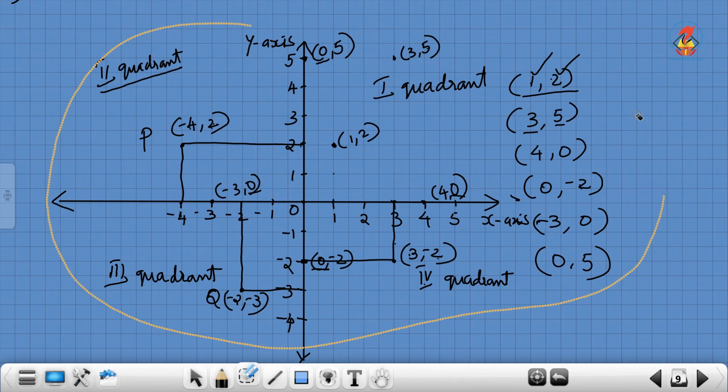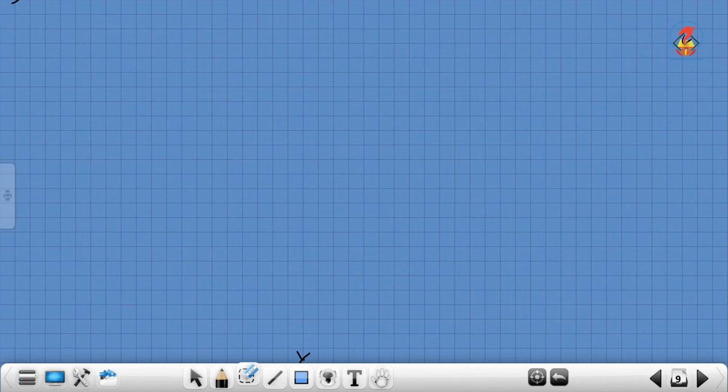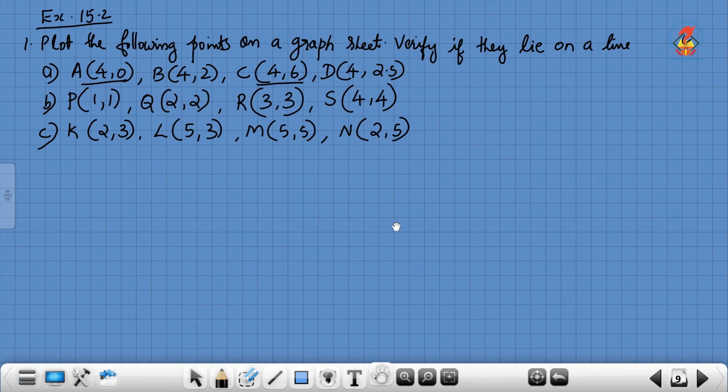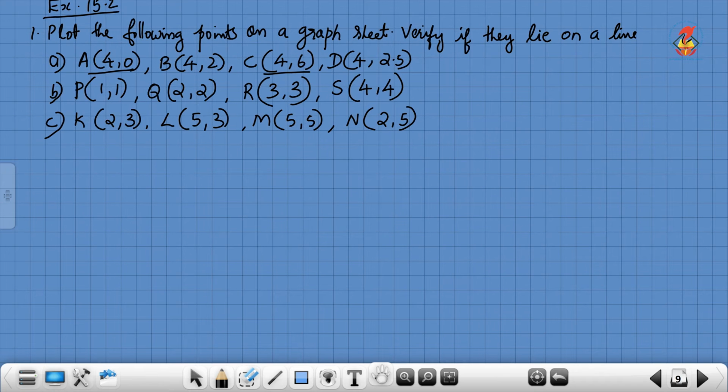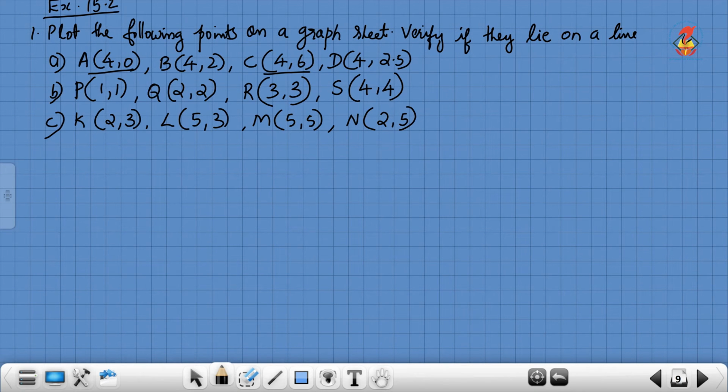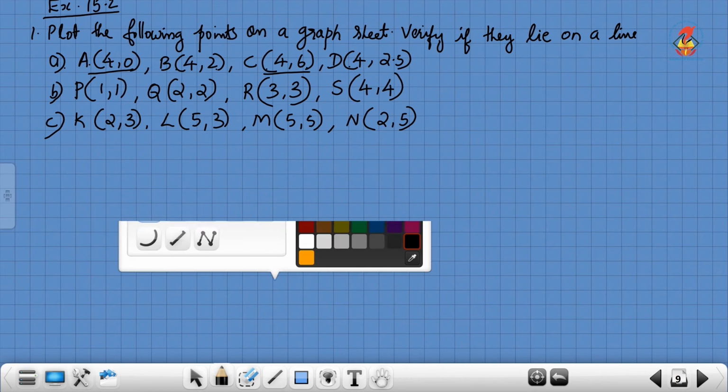Then how can you plot the points? Exercise 15.2. Plot the following points on a graph sheet. Verify if they lie on a line. First one: A (4, 0), B (4, 2), C (4, 6), D (4, 2.5).